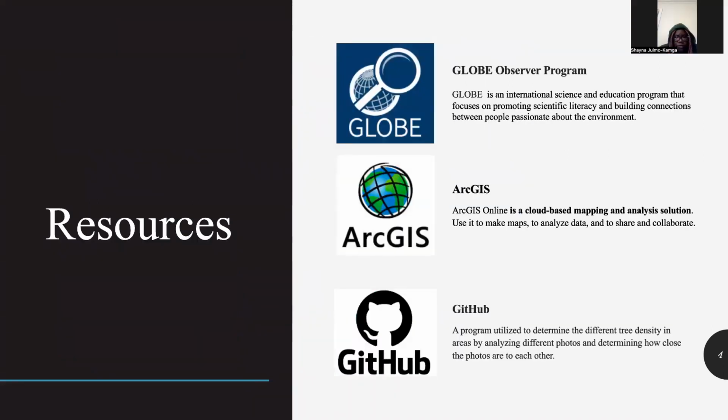The first tool we used for this project was the Globe Observer program, which focuses on building connections with people and their environments. Globe has two subdivisions that we used. The first was the Land Cover Observer tool, in which we were able to gather knowledge about the urbanization and land cover of Houston. The second tool we used was the Mosquito Mapper, which we used to get data about the spatial distribution of mosquitoes in the context of Houston.